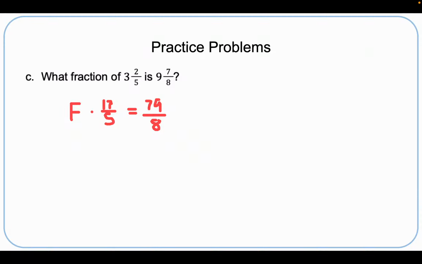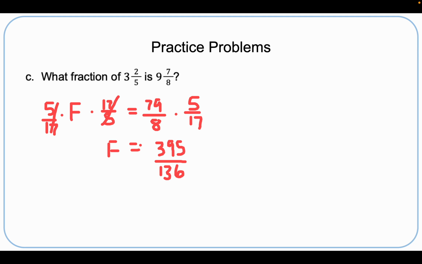Then we need to multiply the left side of our fraction by 5 over 17. Do the same thing to the other side of our equation. Those will cancel out, and we're left with f equals. There's no cancellation that we can do, so we're going to do 79 times 5 equals 395. And then in our denominator, we have 8 times 17, which is 136. And we'll just keep our fraction in that format, 395 over 136.